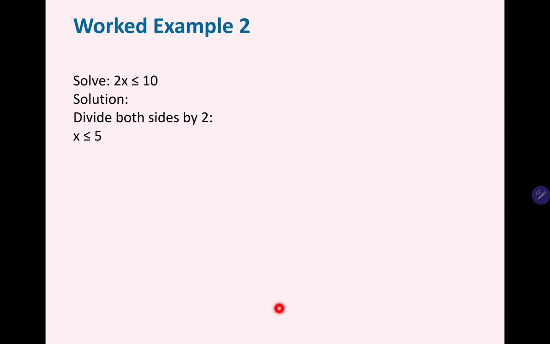Number 2, 2x is less than or equal to 10. Here it means that x is less than or equal to 10 over 2, and x is equal to what? 5. x is less than or equal to 5. Sorry, this is inequality, not equations.